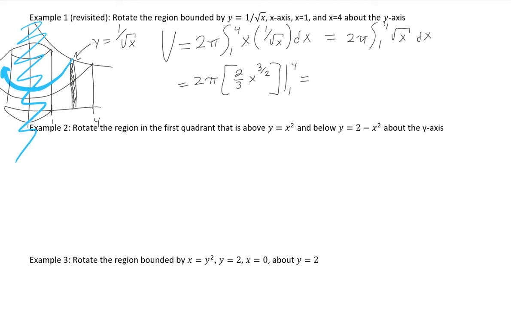And then let's plug in 4 and 1. So 2 pi. If I plug in 4, I get 4 to the 3/2, which would be 2 to the 3rd, which is 8, times 2, which is 16, over 3. Minus, if I plug in 1, I get 1 times 2/3, which is 2/3.